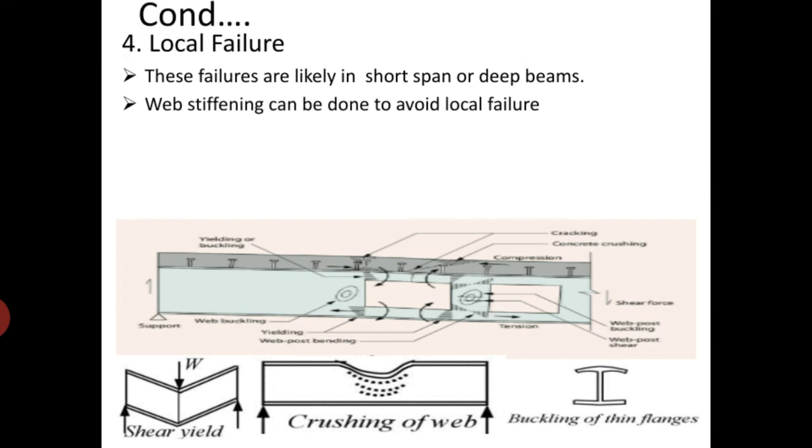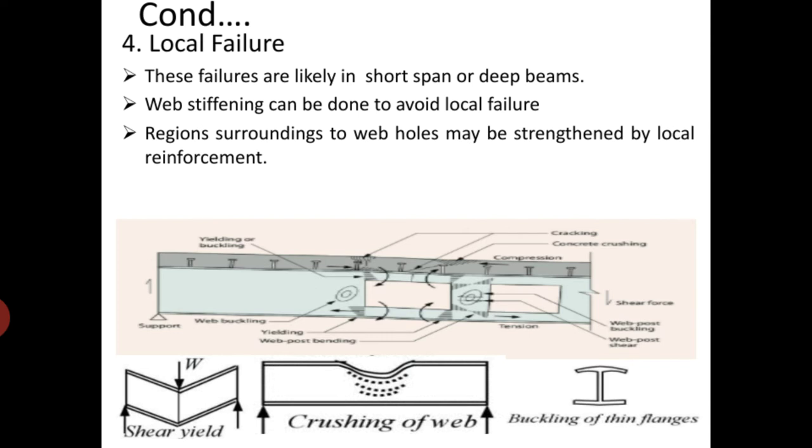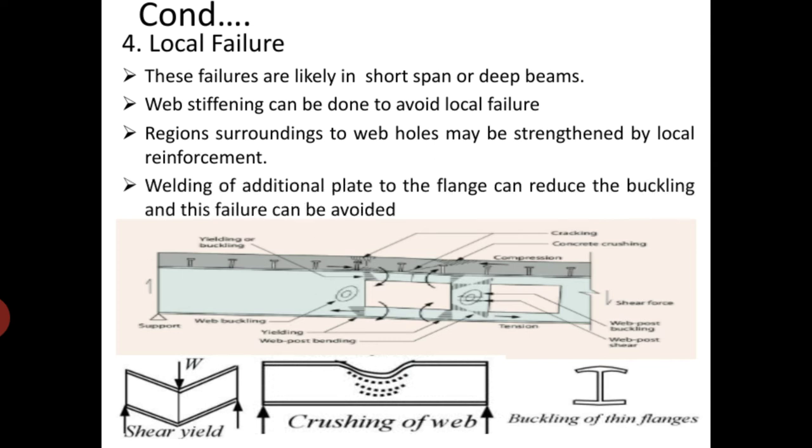How can this local failure be prevented or avoided? Just by providing web stiffeners; web stiffening can be done to avoid the local failure. Even regions surrounding web holes may be strengthened by local reinforcement. Welding of additional plates to the flange can reduce the buckling, and this failure can be avoided. So these local failures we have discussed, shear yielding of a beam, crushing of a web, or buckling of thin flanges, can be prevented by providing additional plates to the flange, which can reduce the buckling.